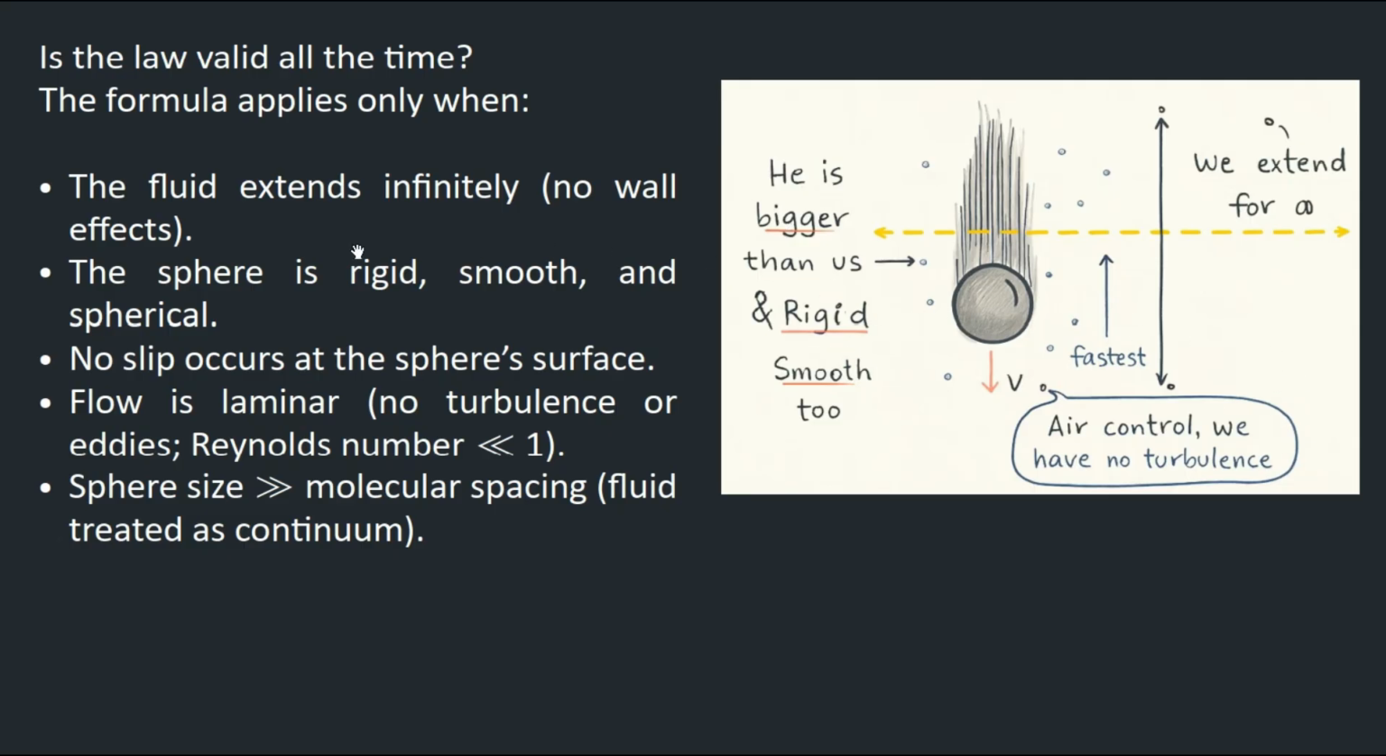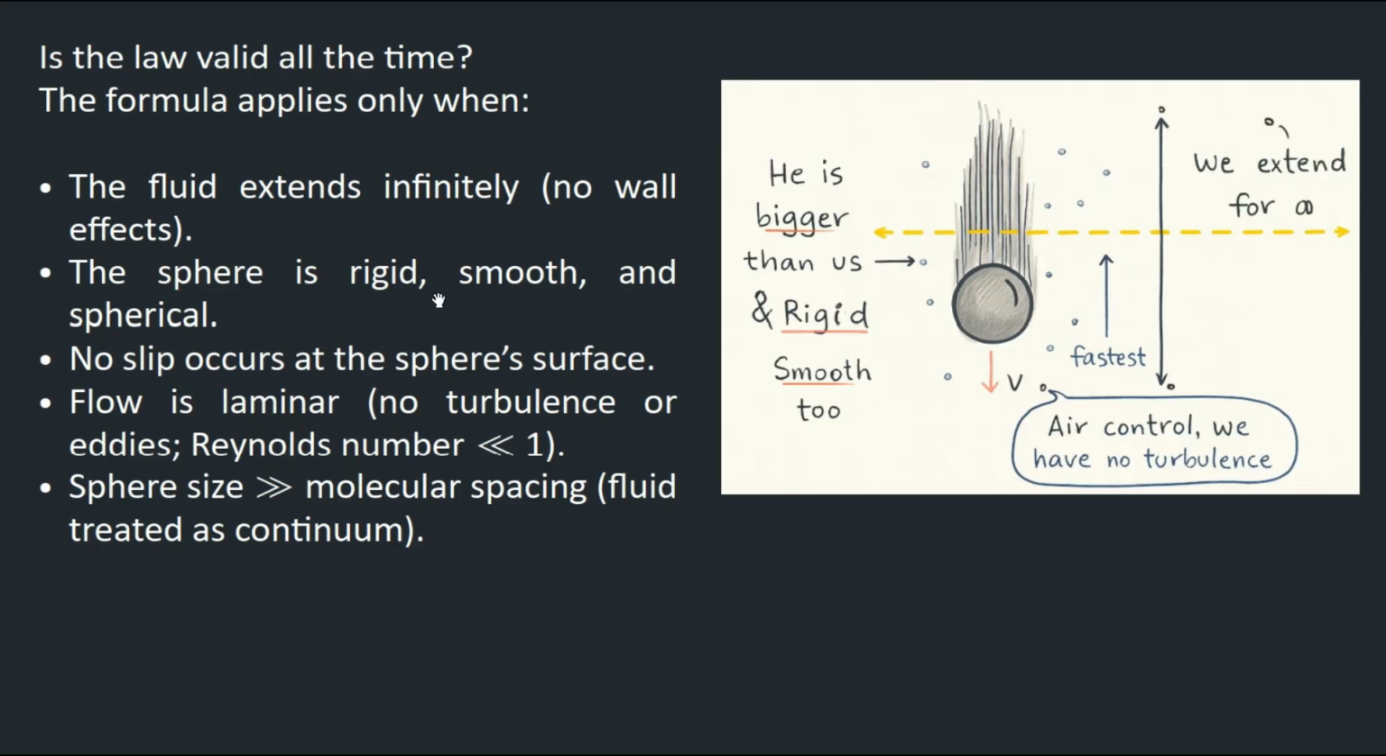What are those conditions? The fluid extends infinitely, so no wall effect. Basically, compared to the object, the fluid is in a huge container. Okay, so basically the last particle just before the wall. Yes, the particle before that will not even notice that the object is falling through. So the velocity of particles just before the wall per se is 0. I don't know if you guys understood that. If not, you have to work on your basics. So basically, there's a lot of fluid compared to the object.